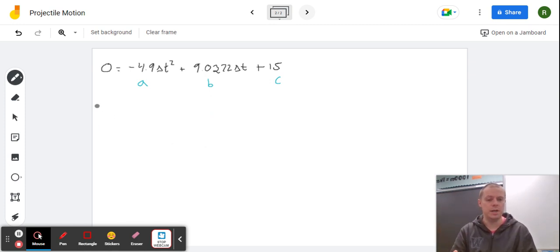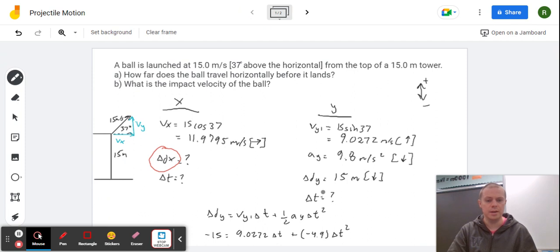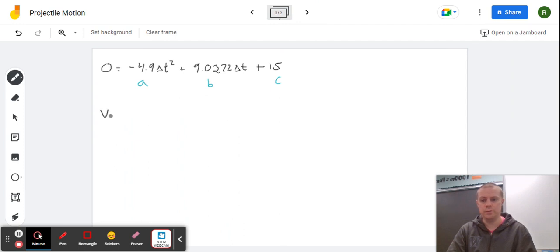If you don't want to use the quadratic equation, there is an alternative way that we can find this value. To do that, we're going to find the other number that we don't know, which is Vy2.